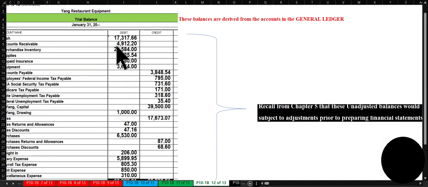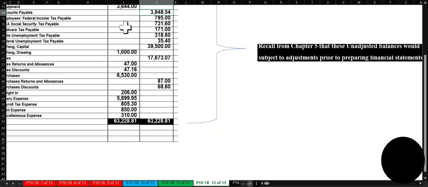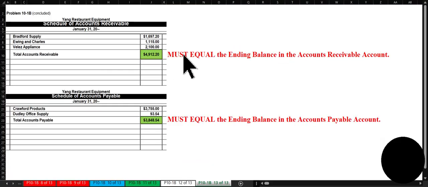This balance here in accounts receivable should match on this particular date the sum of the balances in the accounts receivable subsidiary ledger. Similarly, accounts payable, 3,848.54. That balance should equal the sum of the credit balances in the accounts payable subsidiary ledger. And like all trial balances, if we made the entries correctly, debit equal credit, then your total debit should equal your total credit.